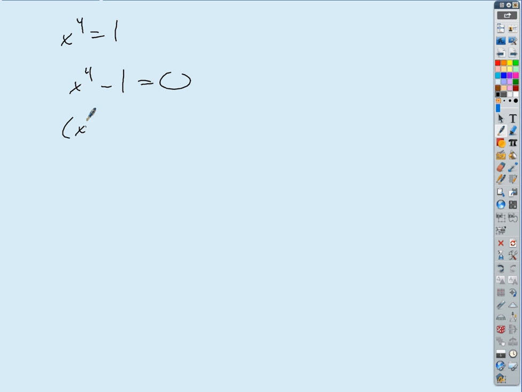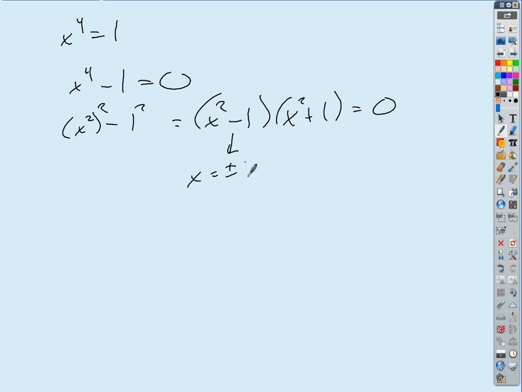I could write this as x squared squared minus 1 squared, which would factor into x squared minus 1 times x squared plus 1, right? And now if I solve both of those, if I set them equal to 0 and solve using the zero product property, this is going to give me x squared equals 1, so x equals plus or minus 1. This gives me x squared equals negative 1, so x equals plus or minus i.